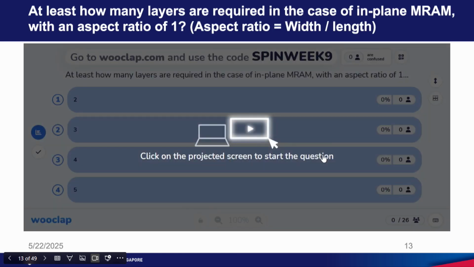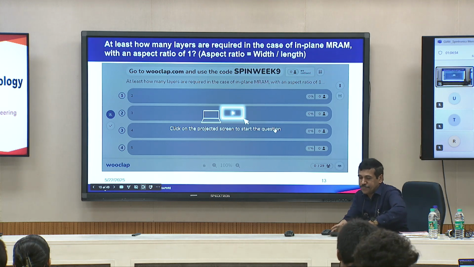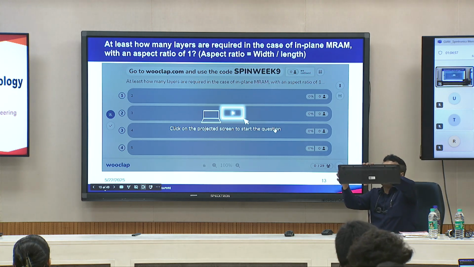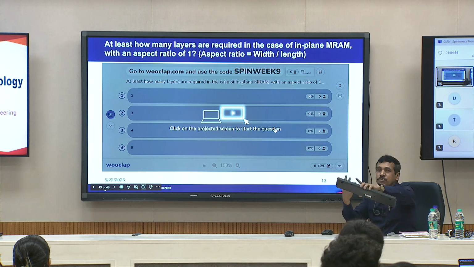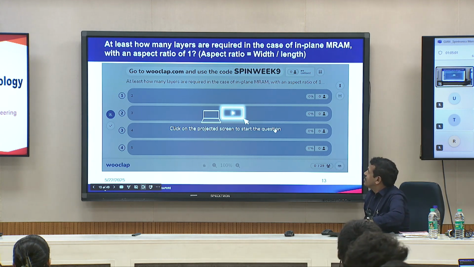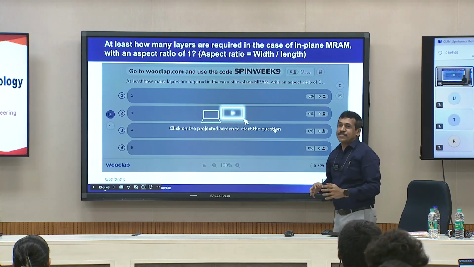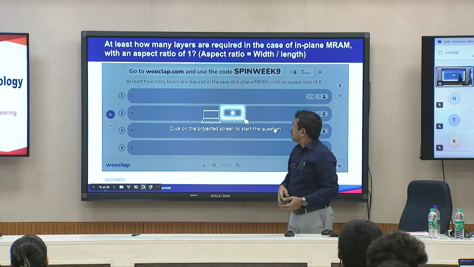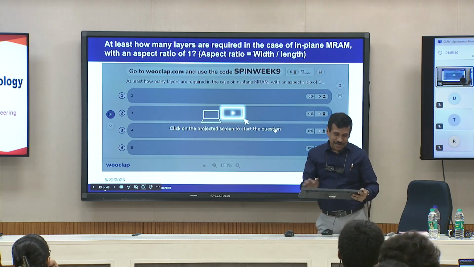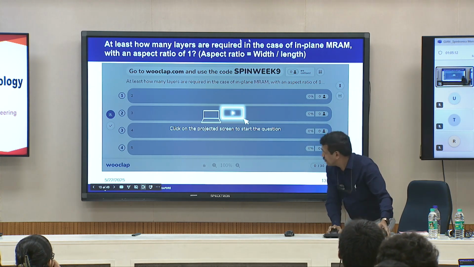Question 1 is about how many layers are required in the case of an in-plane MRAM with an aspect ratio of 1. When you say aspect ratio, basically it is the length divided by width ratio. Aspect ratio 1 is basically like the length and width are the same.